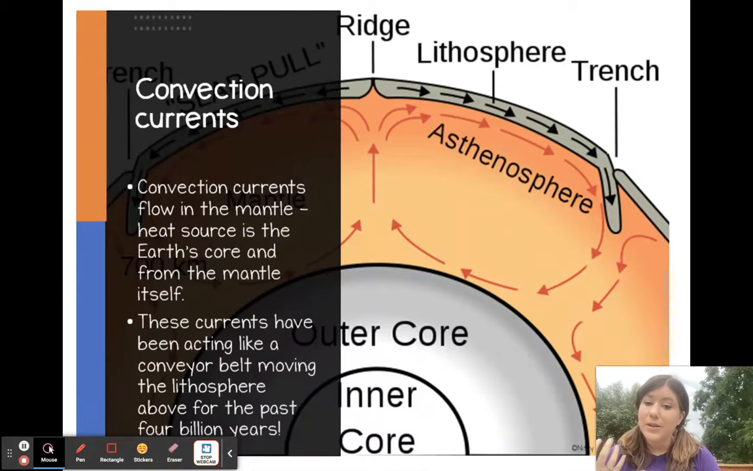Remember, the mantle is still classified as being a solid, but it's plastic-like. It's that silly putty, slow motion bending over time. And that kind of acts like a conveyor belt on the surface, pulling these lithospheric plates and causing them to move. Right? So convection is really the driver behind plate tectonics.